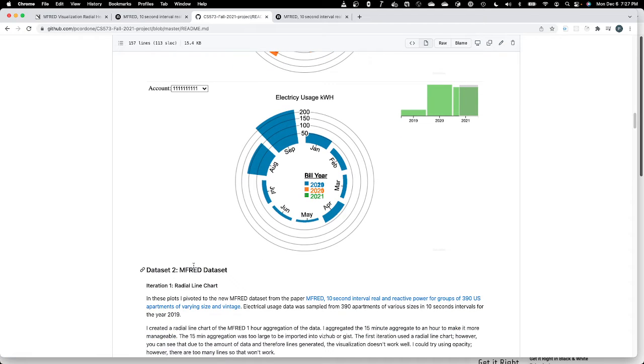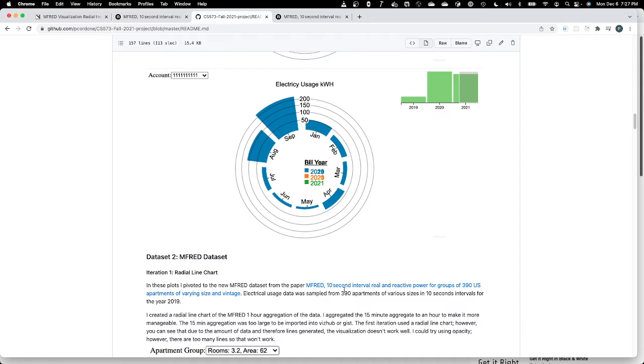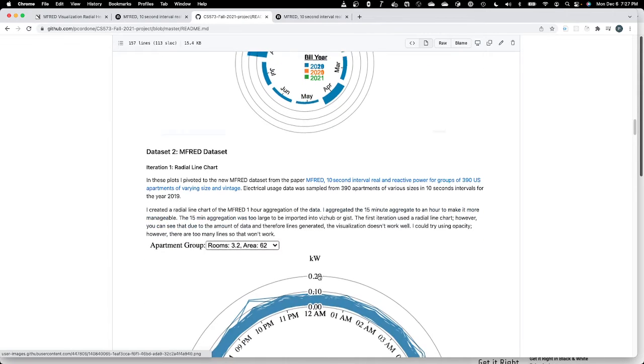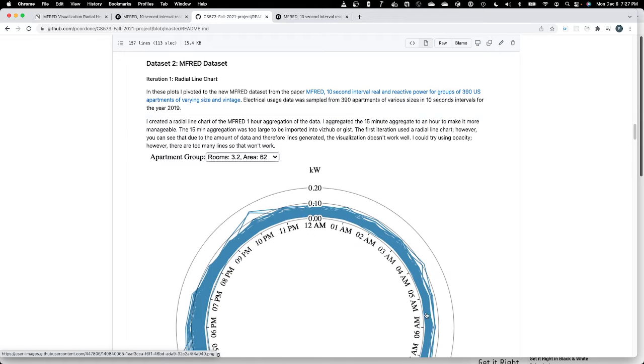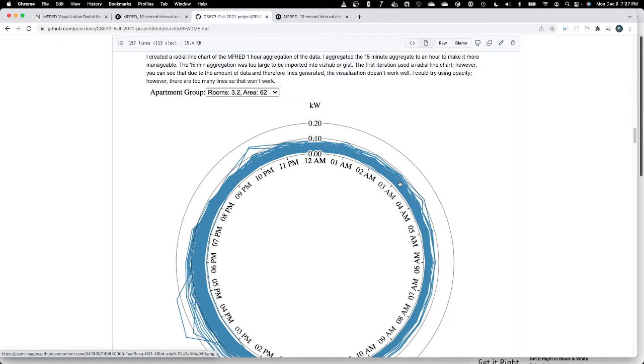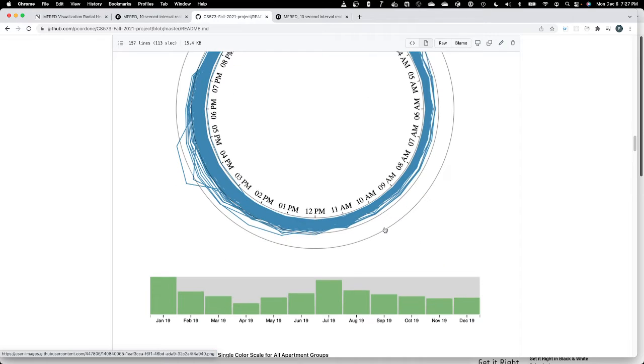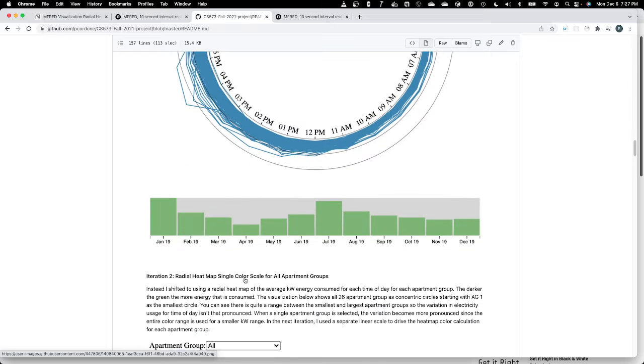I then pivoted to this MFRED data set because it was much richer. There was a lot more data. The 10-second interval data set was 4 gigabytes, so it was really too large to work with. So I used the 15-minute aggregate. And in these, you can see I plotted it as a radial by time of day. I was looking for electrical usage patterns by time of day. This was a radial line chart, but you can see that it was too many lines, too much data, really didn't indicate much, and I had brushing by month there.